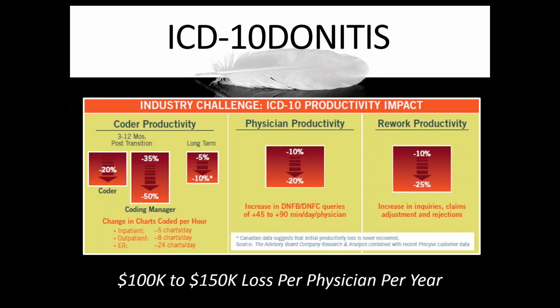And same thing on the rework productivity. You see that 10 to 25% decrease in productivity there is a result of an increase in adjustments, denials, inquiries coming back from the payers. The best place to look for what that might look like for you is look at the early end-to-end testing results that Medicare did. Denial rates were doubling and tripling as a result of ICD-10. So if you have a denial rate of between 2 and 3% today, that may be 4 or 9% in ICD-10. Not a catastrophic increase, but a significant increase nonetheless.